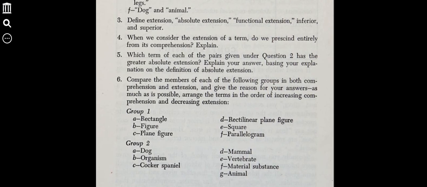Okay. So dog is a specific type of animal. We're narrowing things down. A dog has more specifying notes, one might say, so it has greater comprehension. So number 3, define extension, absolute extension, functional extension, inferior, and superior.